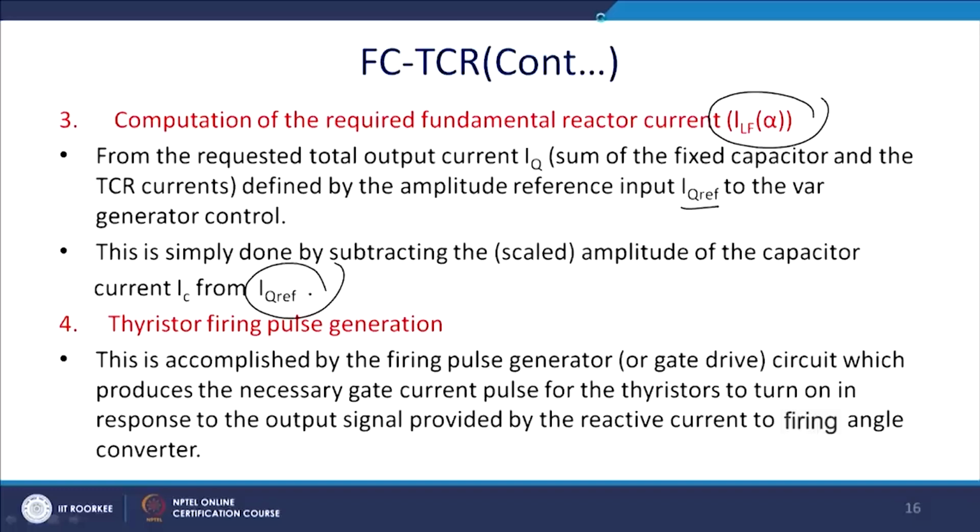Now, thyristor pulse generation, as I told you. You generate alpha, and from there you have a pulse generating circuit. This is accomplished by the thyristor pulse generator circuit or the gate driver circuit, which will produce the necessary gate pulses for the thyristor to turn on in response to the output signal provided by the reactive current to firing angle converter.